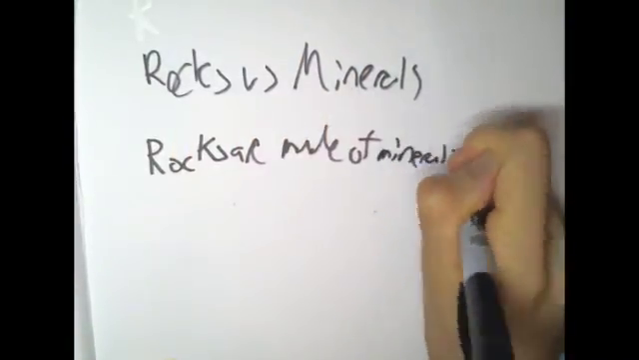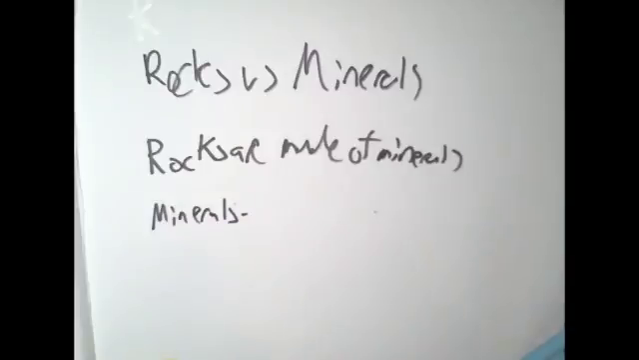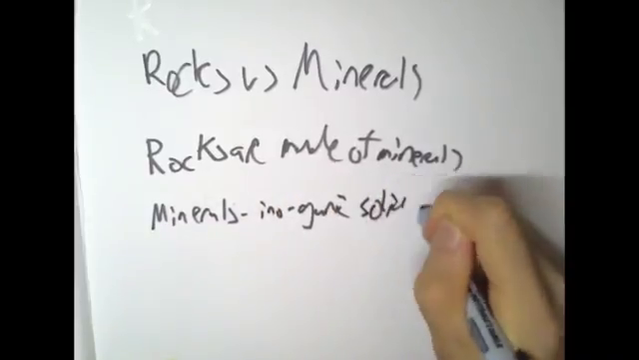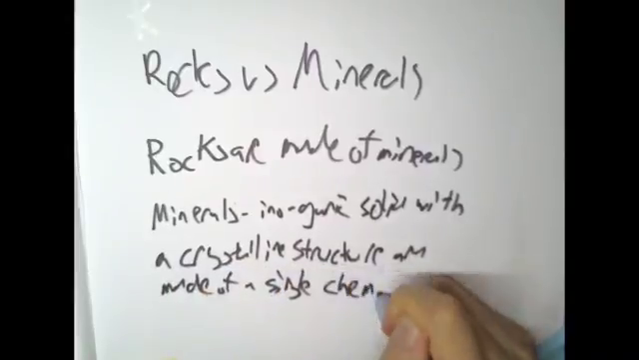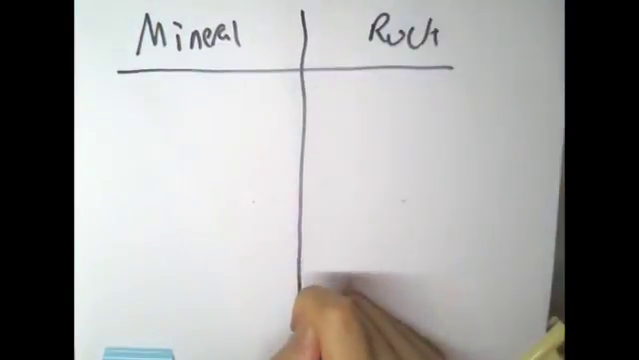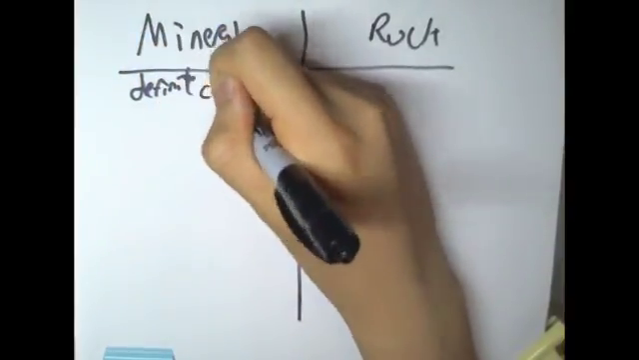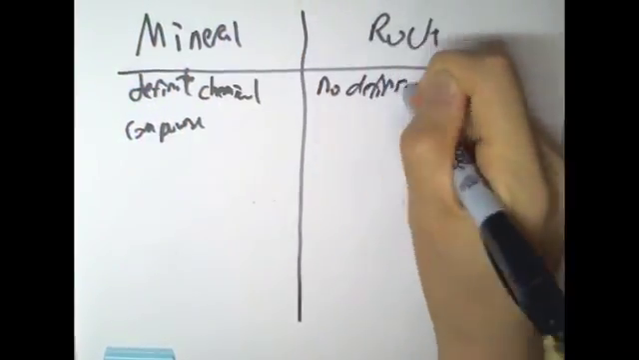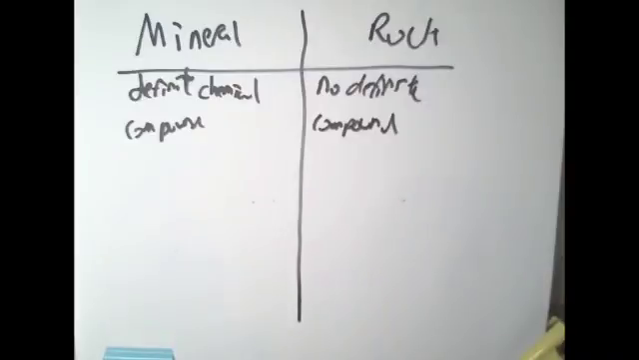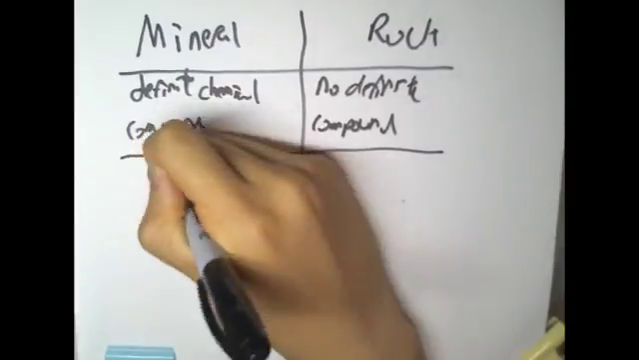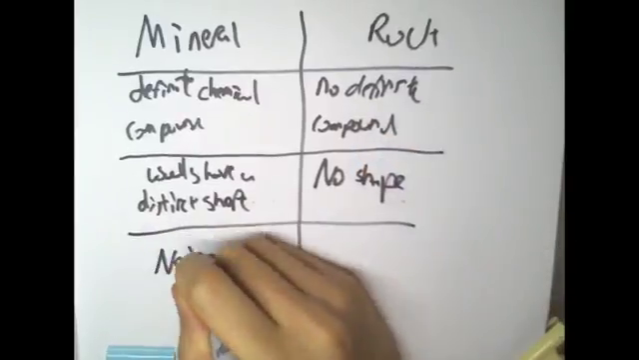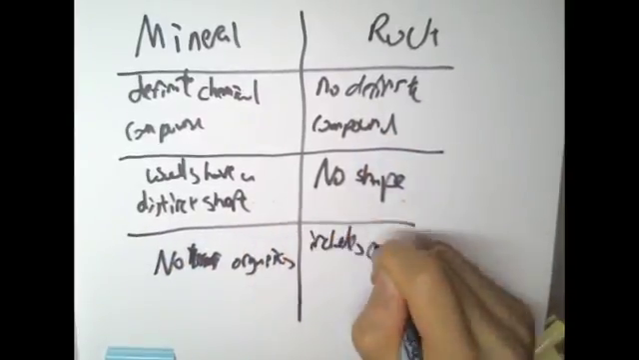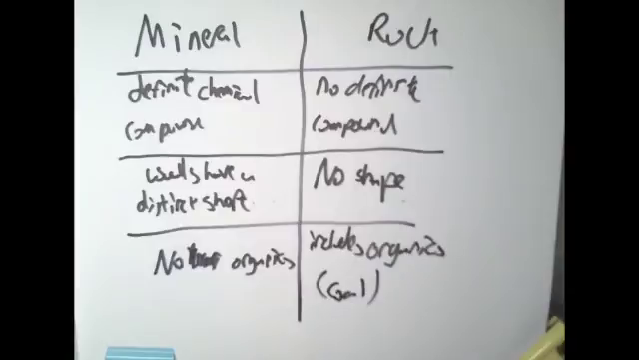Rocks are simply combinations of minerals, and minerals are inorganic solids that are made up of one chemical compound and arranged in a crystalline structure. There are plenty of differences between rocks and minerals. For example, minerals have a definite chemical compound, whereas rocks don't. Additionally, minerals usually have some certain shape, whereas rocks don't either. However, minerals cannot be organic, however, rocks can.